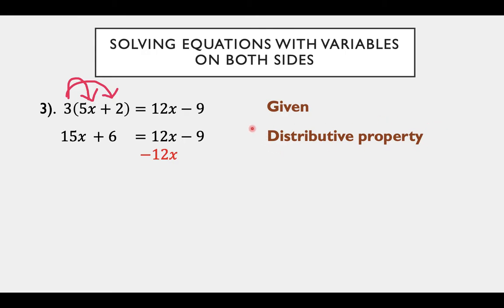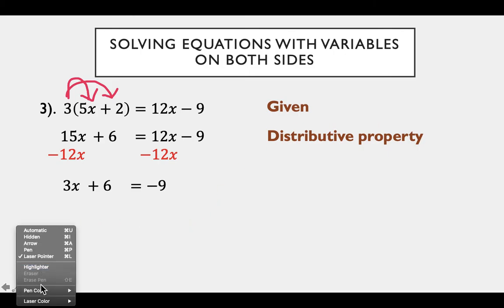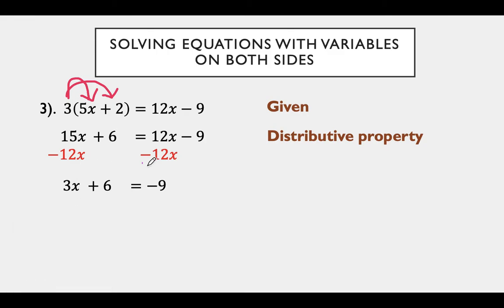And I'm sorry, we used the distributive property. Remember, you want to get into the habit of telling me what you're doing to get to the next step. So if I subtract 12x on both sides of the equation, I now get 3x, because 15x minus 12x is 3x. I'm going to bring down that plus 6, and that's going to equal negative 9. What I did was use the subtraction property of equality.